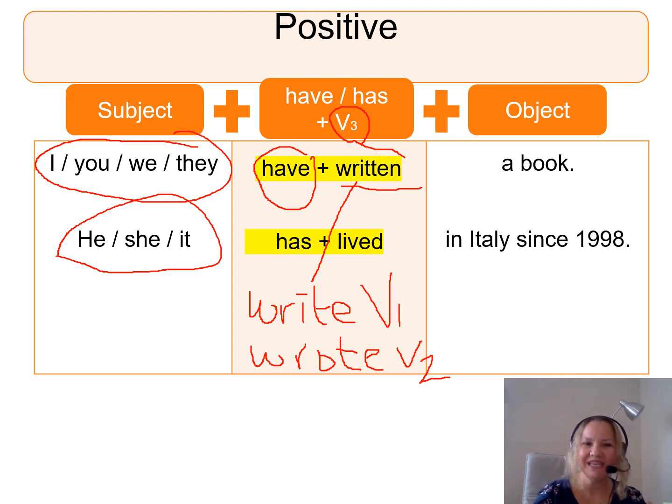Okay. So she has lived in Italy, or he has lived in Italy since 1998. So first example, I have written a book. It happened in the past, but time is not important. Number 2, she has lived in Italy since 1998. So she started to live in Italy in 1998, and it still goes on up till the time of speaking. Okay, perfect. You are doing so well.